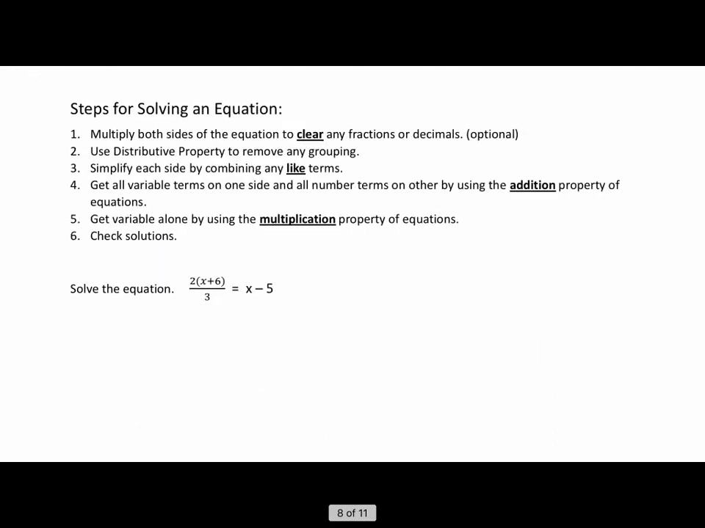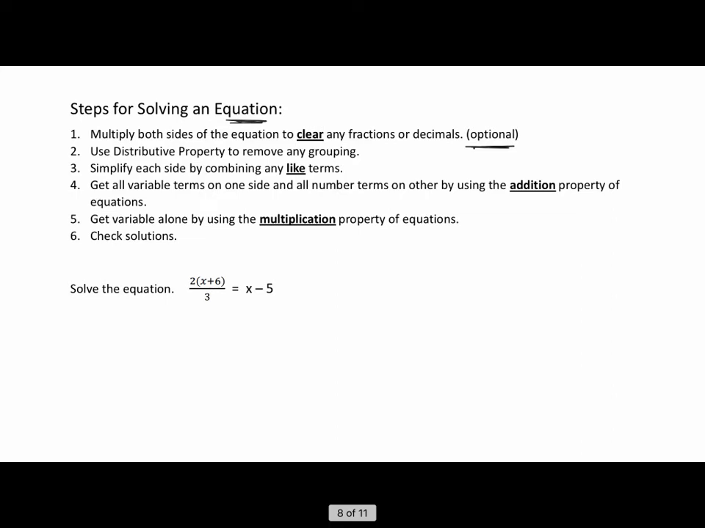Then we have steps for solving a linear equation in one variable. Our first step is optional. You don't have to do this, but it helps. I usually like to do this myself because it makes it easier. You can clear any fractions or decimals as long as you have an equation, right? You can do pretty much whatever you want as long as you do the same thing to both sides. So you can multiply both sides of the equation to clear fractions or decimals.